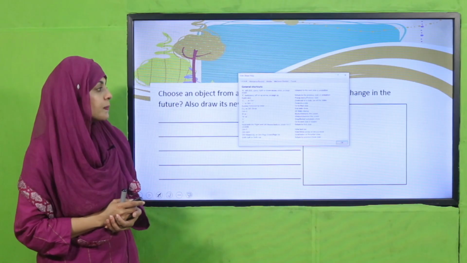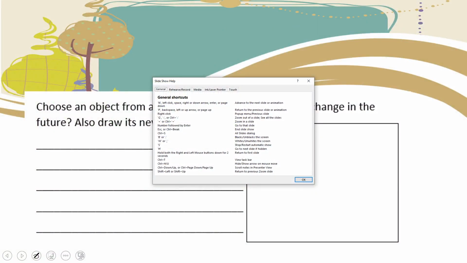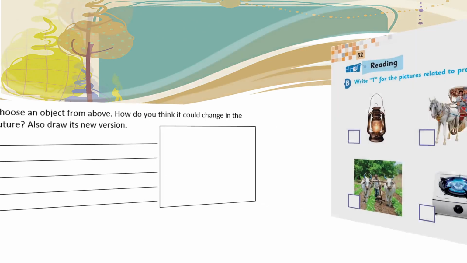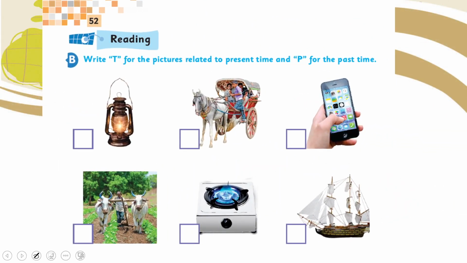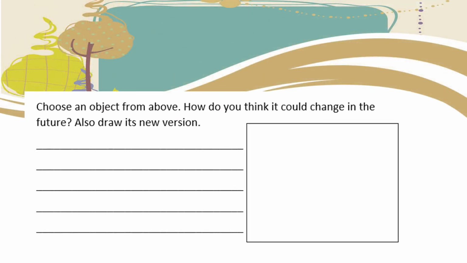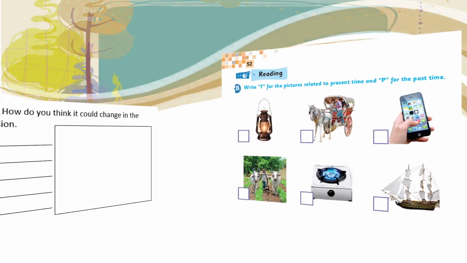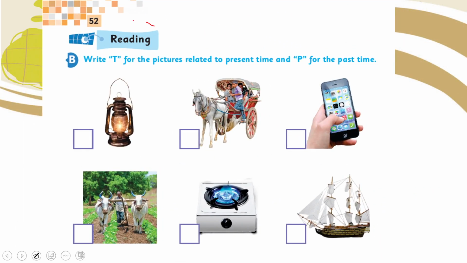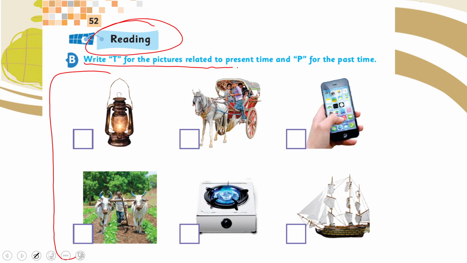So my dear students, now you will move forward towards page number 52 of your GK3 books. So here we will start the reading question. So you will read each picture and then you will write T for the pictures that are related to present and P for the pictures that were in the past.